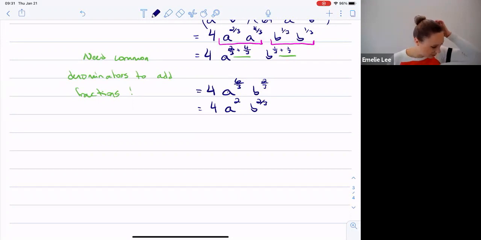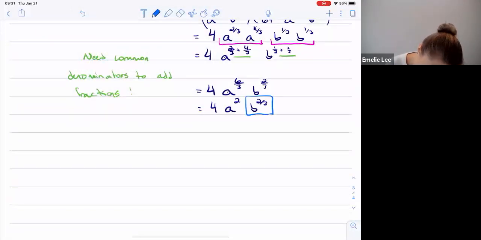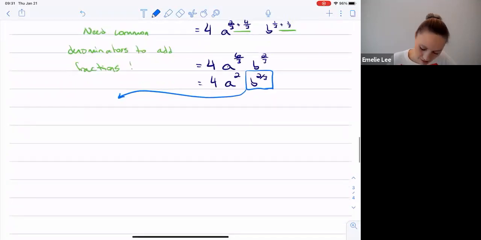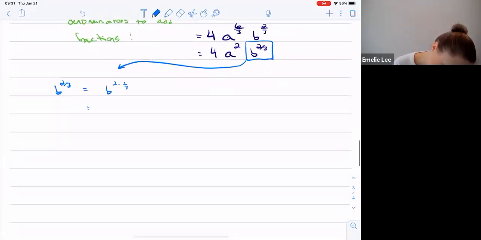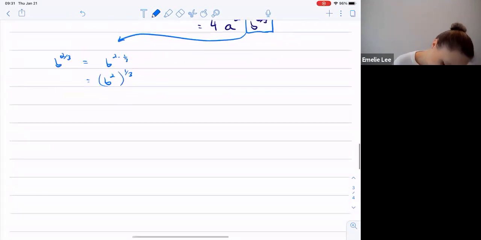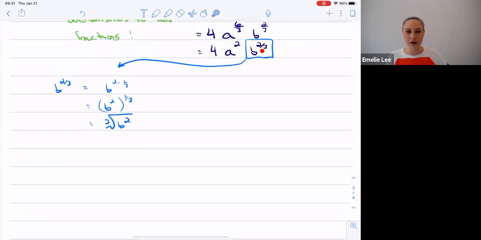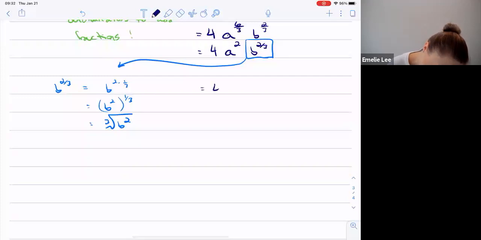Now, to take it one step further, I'm actually going to rewrite this. The b to the power of 2 over 3 is the same thing as b to the power of 2 times 1 over 3, which is the same thing as b to the power of 2 all times 1 over 3, which is kind of where we started, which is the third root of b to the power of 2. So being able to move from these fractional exponents to roots and back again is going to be really, really useful, right? And so I'm going to rewrite this as 4 times a squared times the third root of b squared.